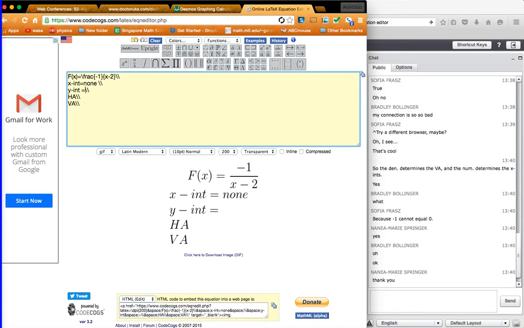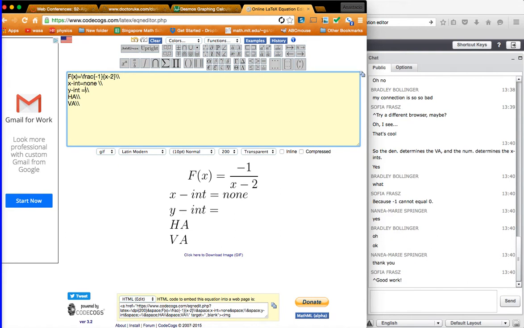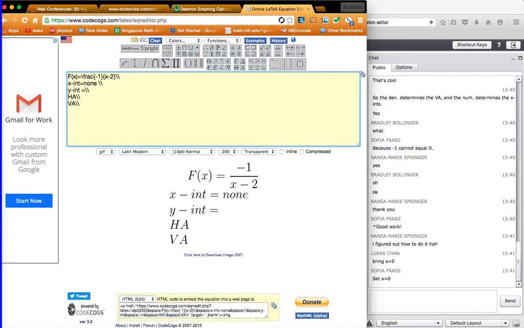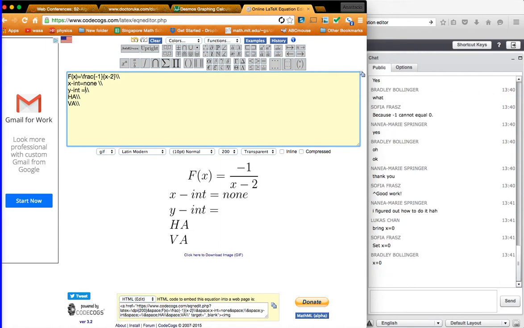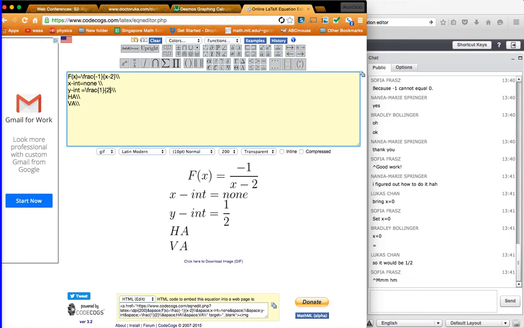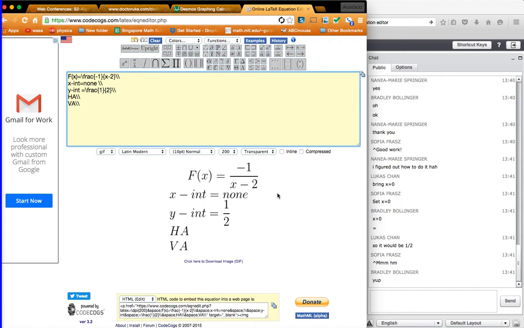Let's talk about the y-intercept. If we want to find the y-intercept, what do we do? Well, you set the x equal to 0. That's what you do. For the x-intercept, you set the y equal to 0. For the y-intercept, you set the x equal to 0. Now, there is no real trick with this one, it's actually really easy to do. It's 1/2. Do you see that? If you put x equals 0 here, you get -1 over -2. Positive 1/2, because those negatives cancel out.